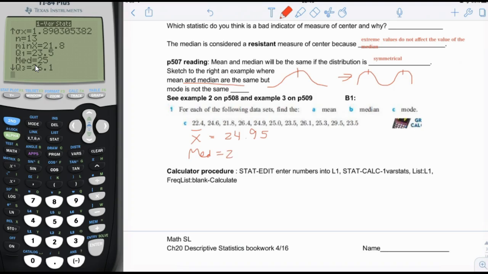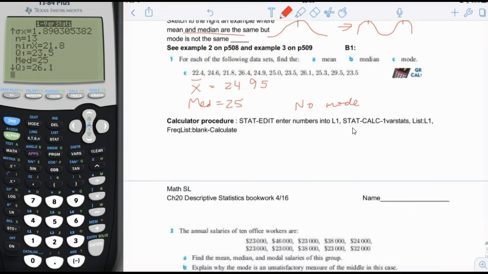Okay, now what about mode? Well, the only way there would be mode here is if one of these numbers is repeated. I'm going to eyeball this real quick to see if there's any numbers that are repeated. So in this particular distribution, there is no mode. All these numbers are unique, and that's normally what you would expect when you have all these decimal values, not whole numbers. Okay, moving on.